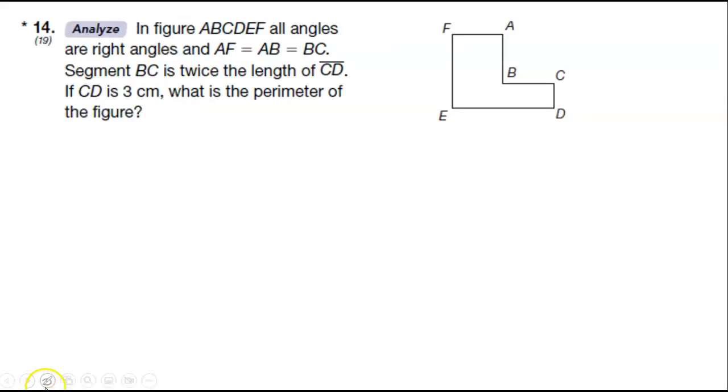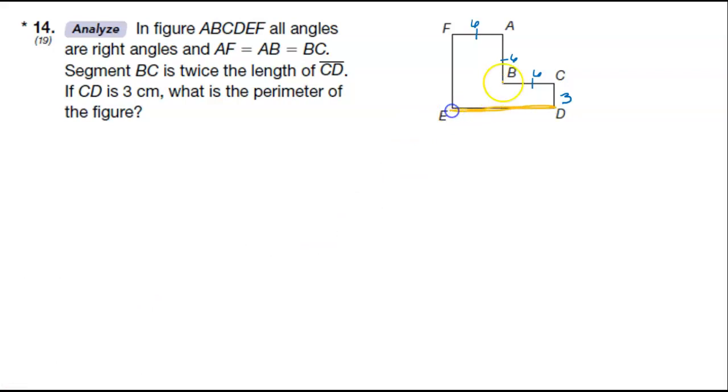Ooh, okay, new color. In this figure, all angles are right angles, and this is equal to this is equal to this. Segment BC is twice the length of CD. So this is 3. It says it's 3, which makes this 6, and this 6, and this 6. Okay, so I need to figure out, because it wants the perimeter, what this is.